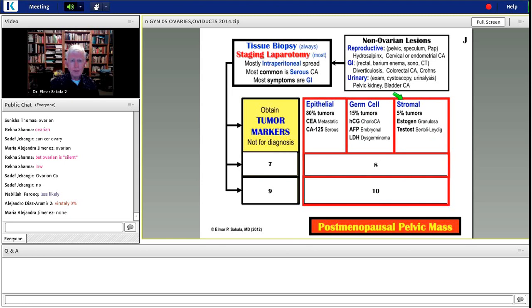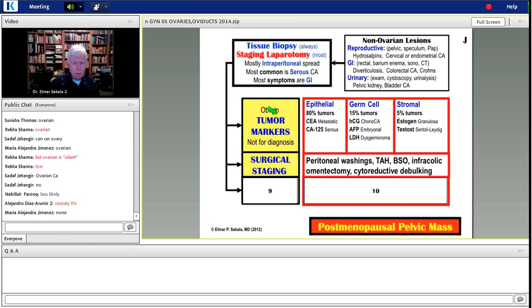The least common is gonadal stromal, 5% of tumors. They can be endocrinologically active. Granulosa cell tumor can produce estrogen. A Sertoli-Leydig cell tumor can produce testosterone. These you should know for the exam. All right, we've got our tumor markers. Now where do we go?